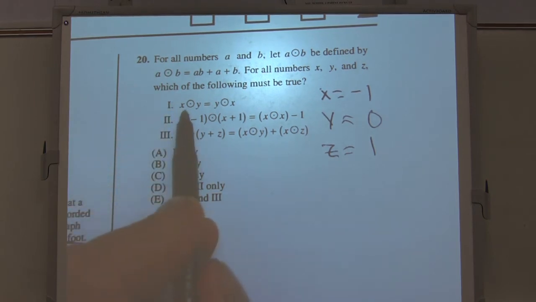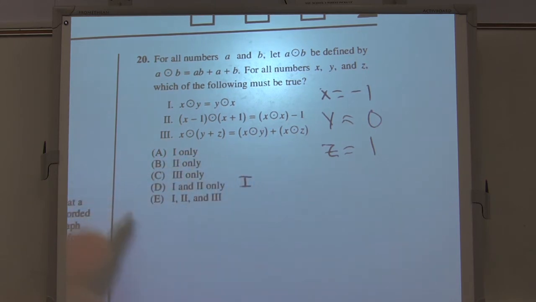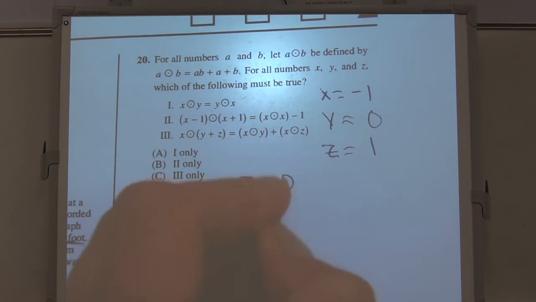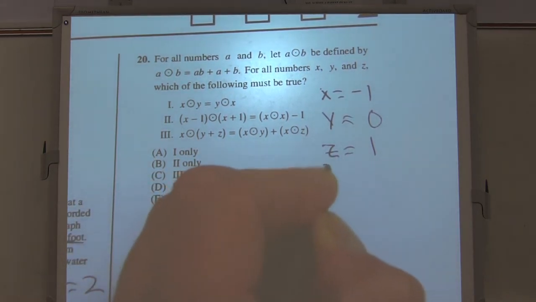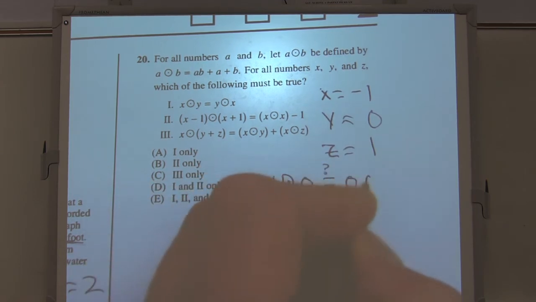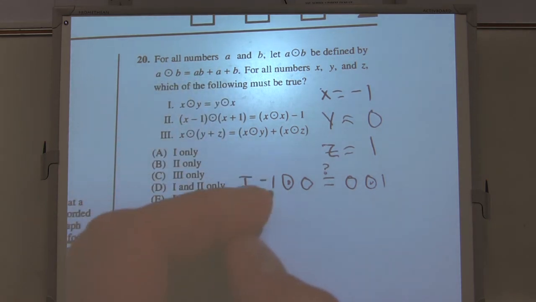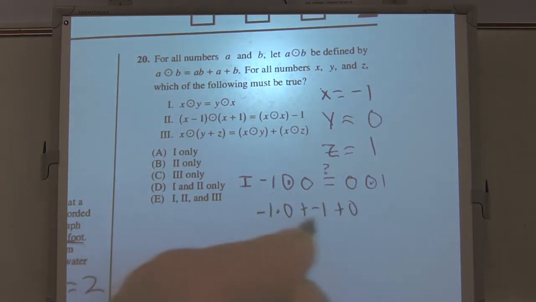Okay, so is Roman numeral 1 true? Let's try this, you guys. So X equals -1. Is -1 circle 0, because Y equals 0, does that equal 0 circle 1? Okay, I'm going to follow this rule, AB plus A plus B. So this -1 circle 0 is going to be -1 times 0 plus -1 plus 0. So when I crank this side out, this gets me 0 plus -1 plus 0 is -1.